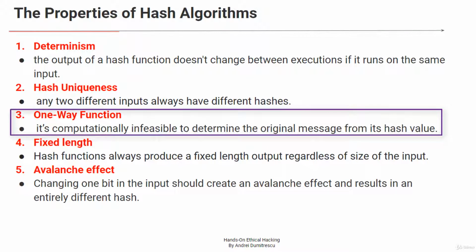A hash function is one way, meaning that it's computationally infeasible to determine the original message from its hash value. Hashes work based on an irreversible mathematical transformation. In other words, given a hash, it would be impossible or extremely difficult to determine the deterministic steps taken to reproduce the input of that hash.